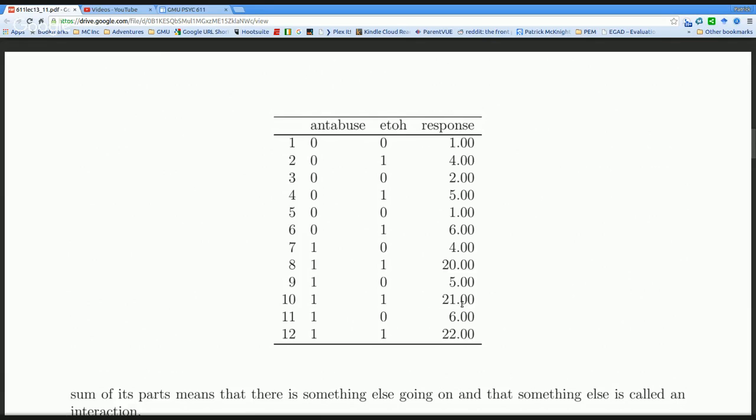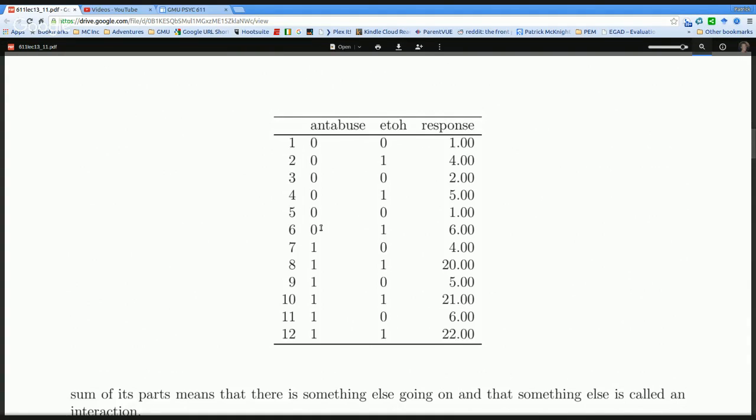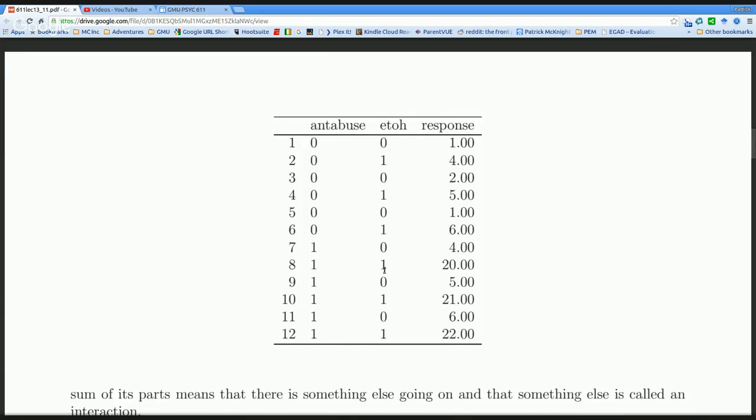factors, Antabuse and alcohol. Antabuse is binary and alcohol is binary. Within each one of these groups, there are 6 people who don't have Antabuse and 6 people who do, and 6 people who take alcohol and 6 people who don't. You'll notice that there are 1, 2, 3 ones within the no Antabuse group for alcohol, and there are 3 zeros. And there are 1, 2, 3 ones of alcohol in the Antabuse group, and there are 3 zeros. That's no alcohol in the Antabuse group. So Antabuse and alcohol are fully crossed in this model.